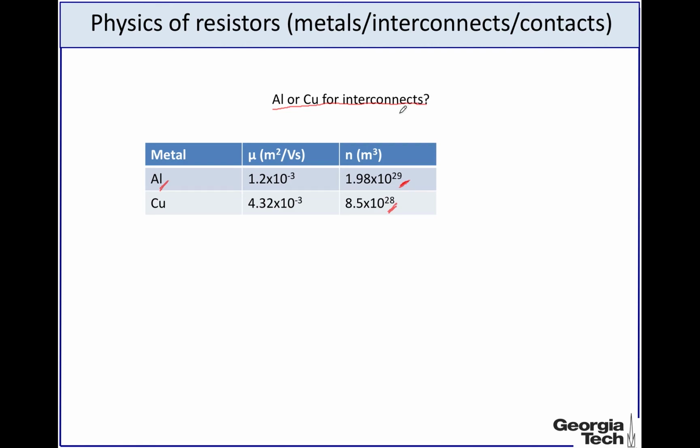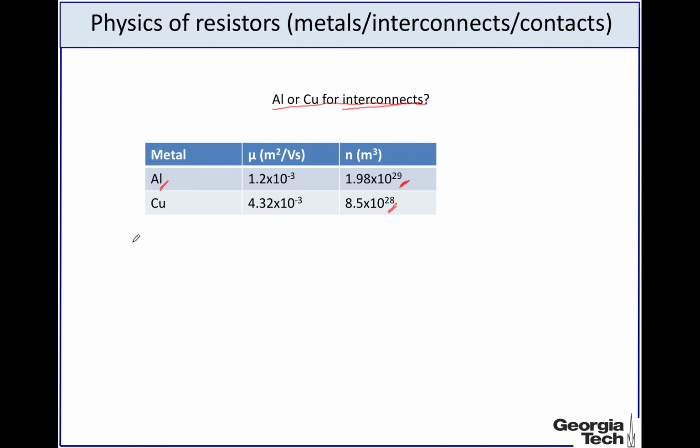Now interconnects are those things that we have seen earlier. Interconnects are metals that connect different parts of a chip, and what you want from an interconnect is to provide as low a resistance as possible. In other words, the material that you choose should have as high a conductivity as possible.